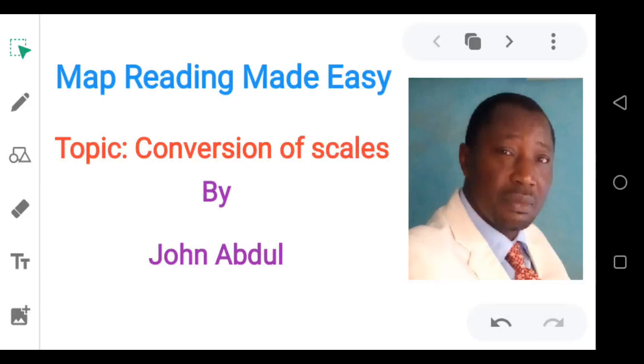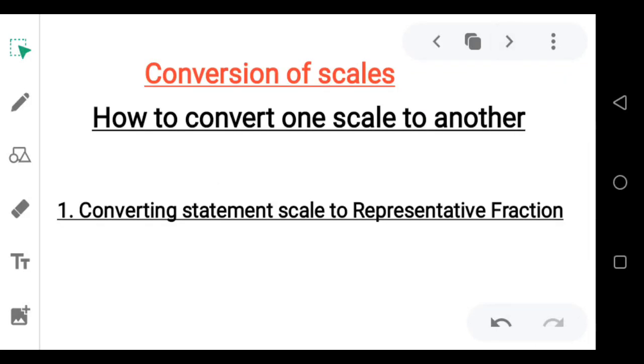Reading Made Easy. Our topic for today is conversion of scales. We are going to look at how to convert one scale to another. First, we are going to look at converting statement of scale to representative fraction. How do we convert a statement of scale to a representative fraction?